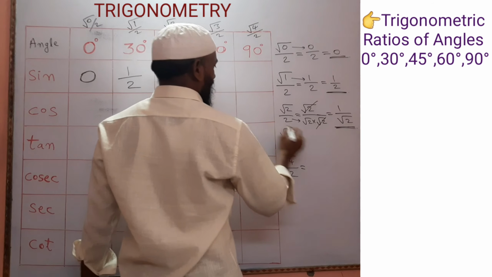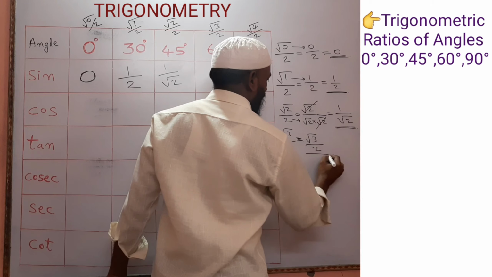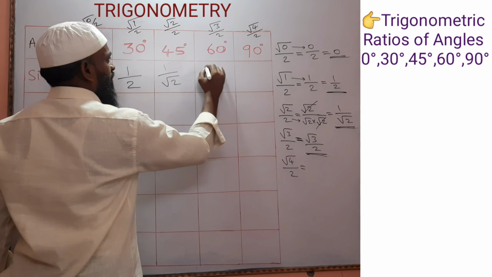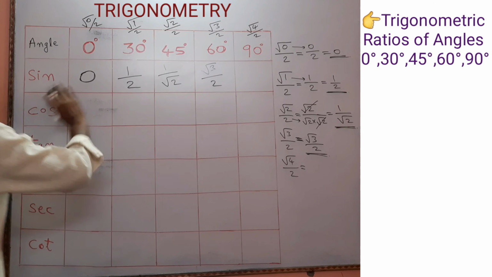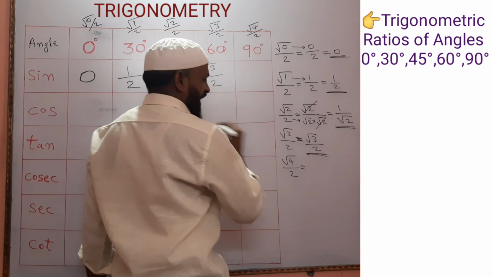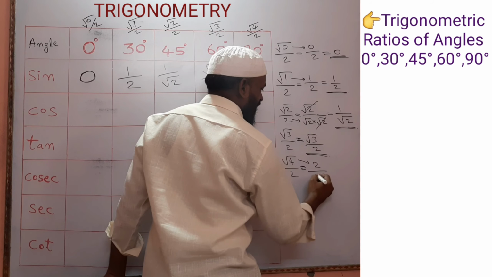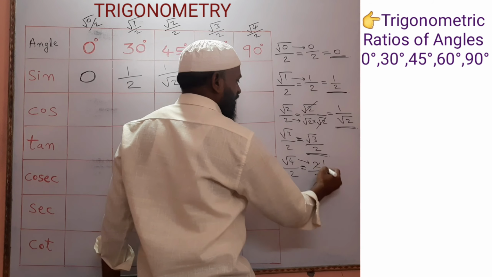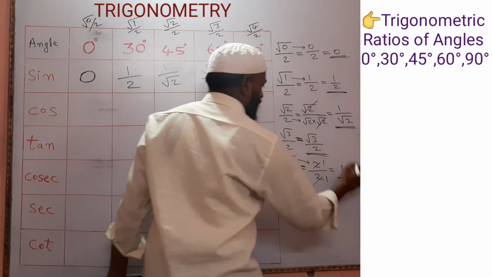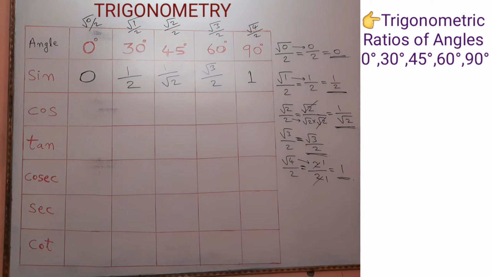For sine 60 degree, we have to divide square root 3 by 2. So square root 3 by 2 is only square root 3 by 2. So sine 60 degree we can find as square root 3 by 2. For sine 90 degree we have to divide square root 4 by 2. Square root 4 is nothing but 2. 2 by 2 is 1 only. So sine 90 degree we can find as 1.